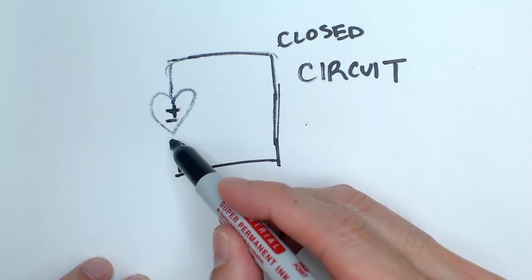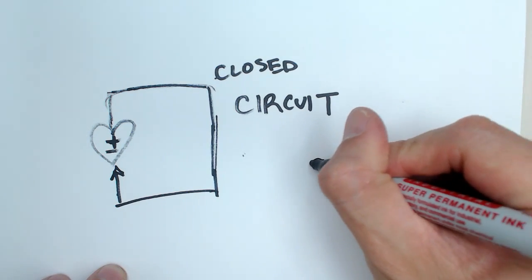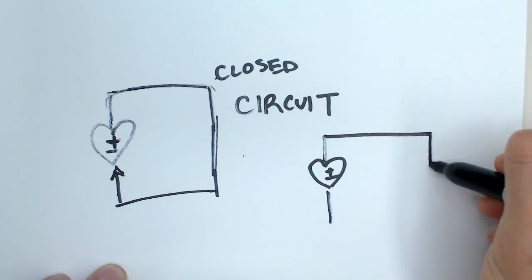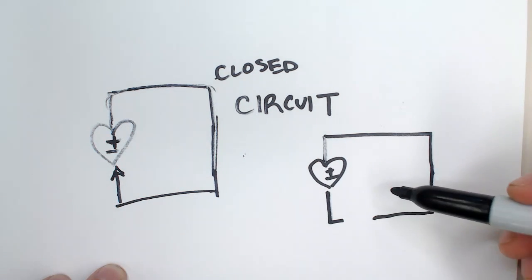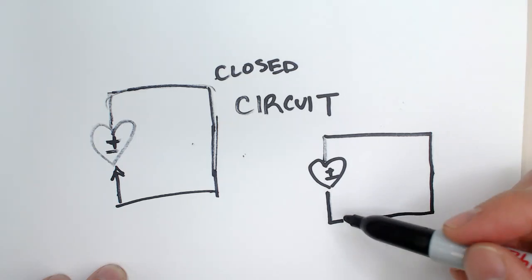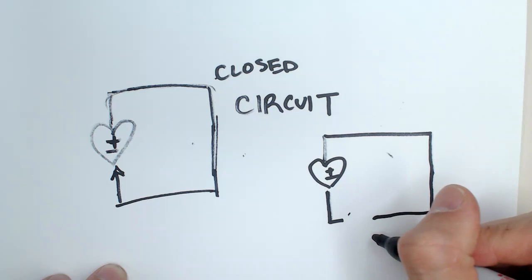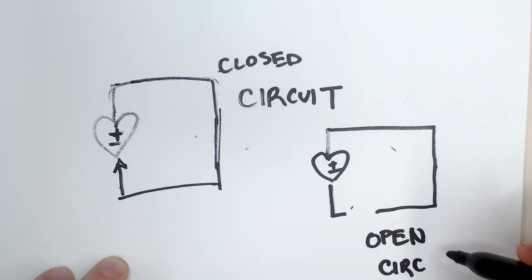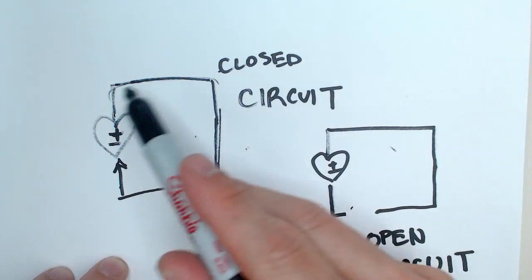See, there's no gap. Now let me draw a second one. Draw it over here. Another circuit. So this is similar to this one right here, except there's an opening right here. So this one right here, this is actually called an open circuit. Okay? Open circuit, it's got an opening. Closed circuit, because there's no opening, it's all closed up.